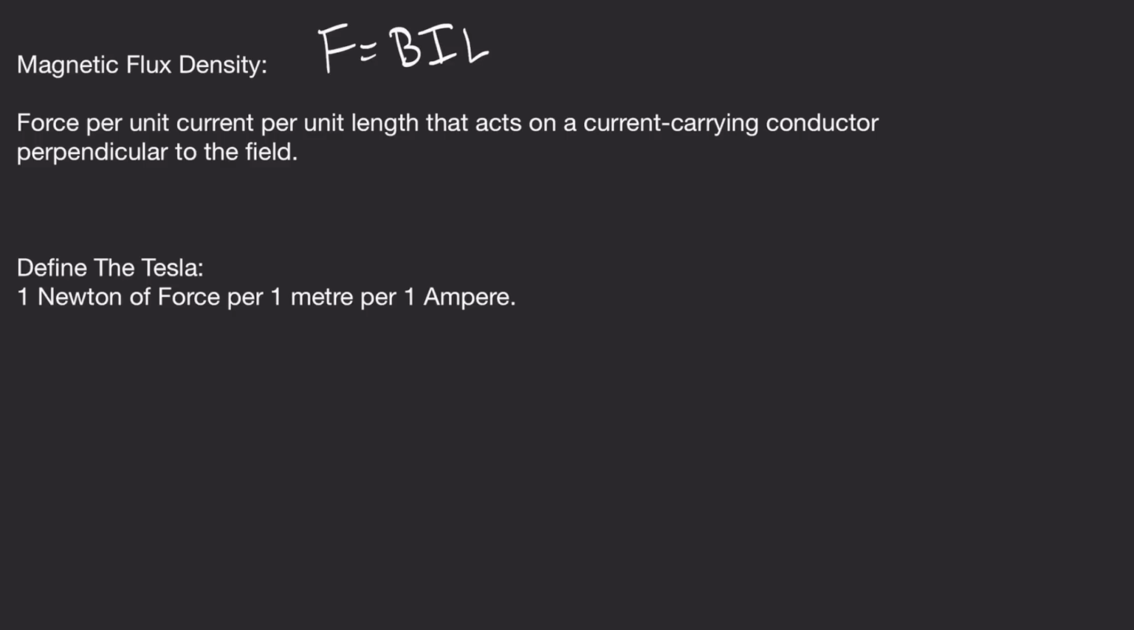And then all we need to do is simply rearrange for B, and we're going to get that this here is equal to F divided by IL. As we mentioned, the unit for that is the Tesla. Sometimes we write units in brackets such as these. Now, how do we define this?